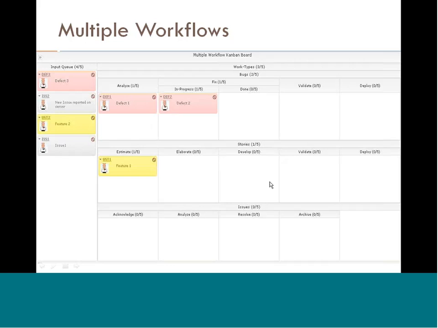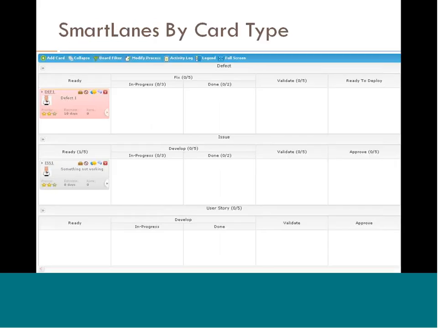Now, in a manual board or many of the tools which you use, you will not be able to control it. It is completely at your personal discretion. If you want to put a defect into a user story value stream, nothing is going to stop you. But if you would like that the system automatically, intelligently puts the right card into the right lane, then you can use the smart lane features available in the Swift-Kanban product. Right. This is a smart lane by card type which I explained to you.